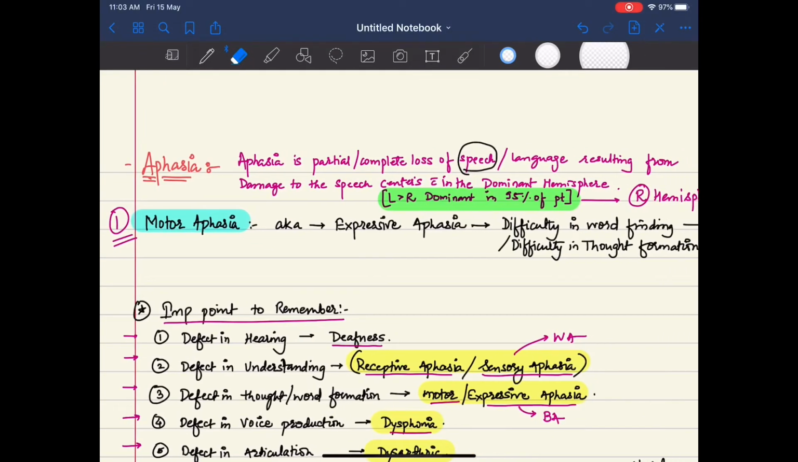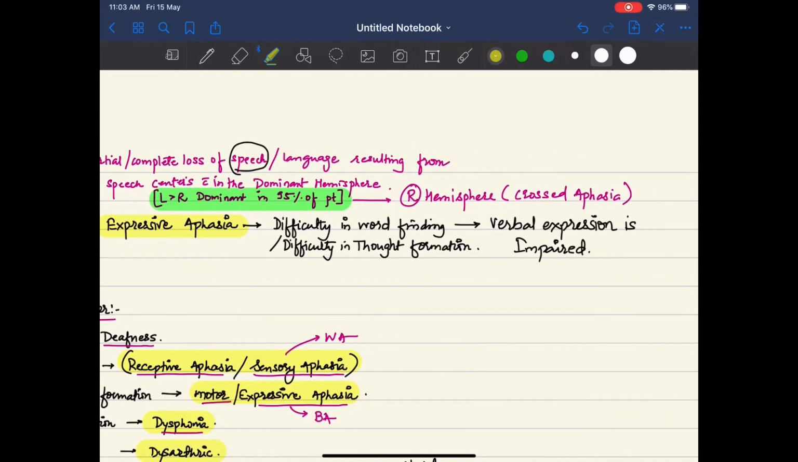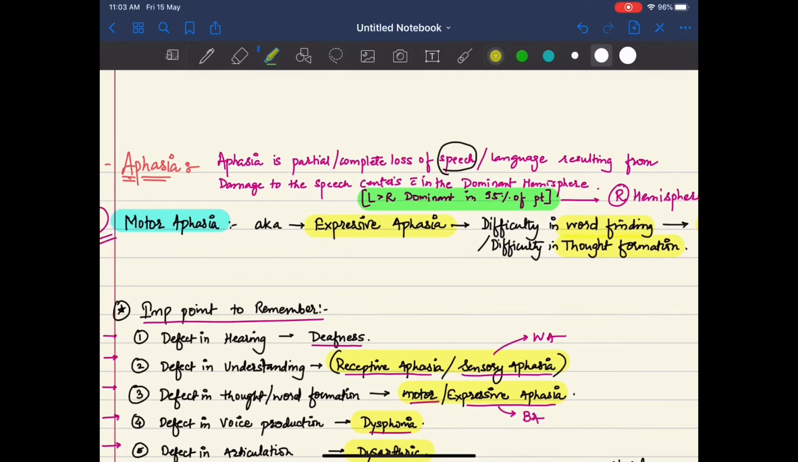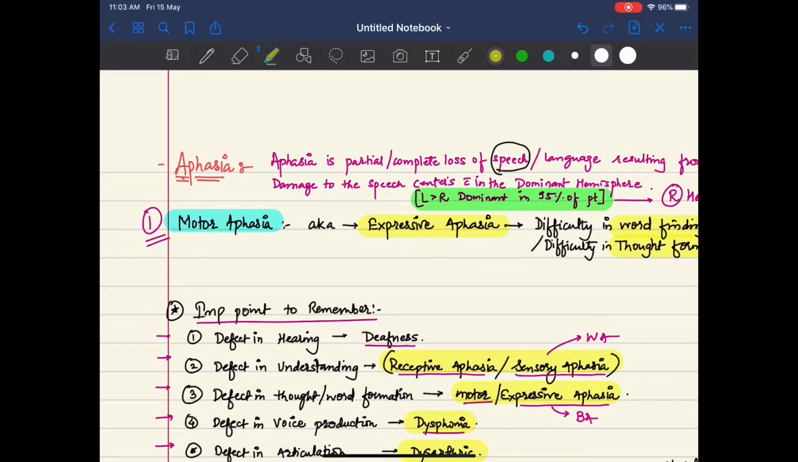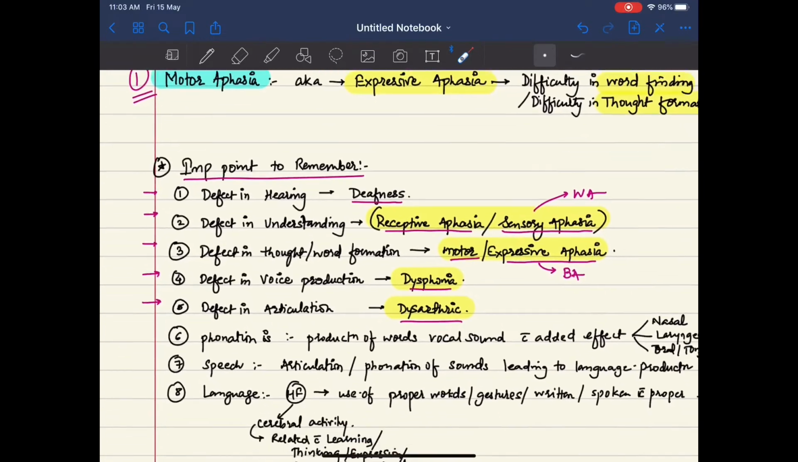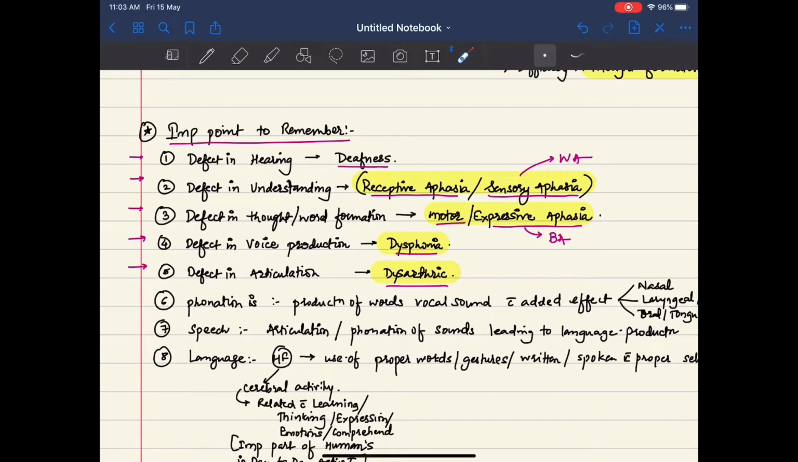So motor aphasia is also known as expressive aphasia. Okay? These are the synonyms which must be known by each and every one. Expressive aphasia is nothing but your motor aphasia. Difficulty in word finding as well as thought formation, and this is impairment of your verbal expression. Okay? It might look difficult in the first go, but once you start understanding, it is quite an easy topic to understand. So, important terminologies which must be known by each and every student related to aphasia or speech examination.